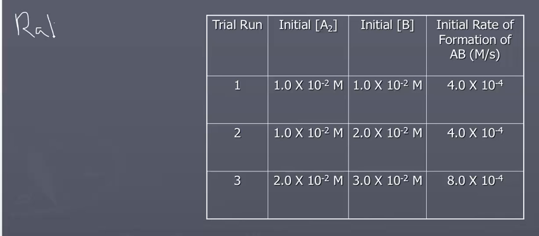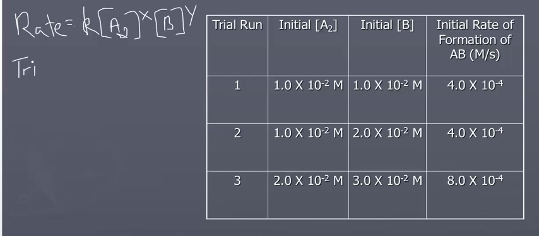So I know that, here's my general form. Rate equals K times the reactant A2 raised to some power X times the reactant B raised to some power Y. I'm trying to determine what X and Y are. And X and Y can be 0, 1, 2, or 3. Those are my possibilities. So in order to determine X and Y, I'm going to compare trials. I will first compare trial 1 and 2. And the reason I'm comparing trial 1 and 2 is you'll notice that A2 is held constant.